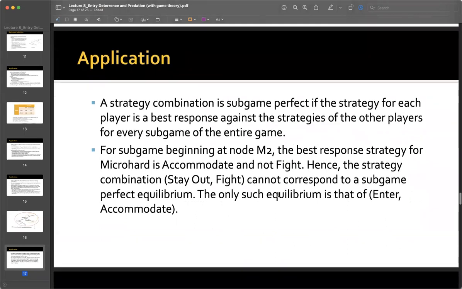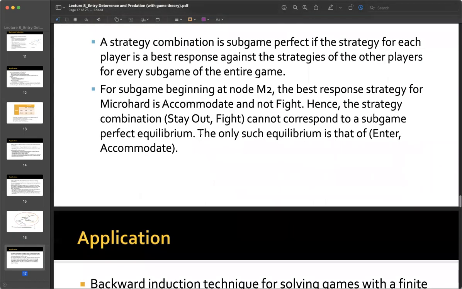So a strategy combination is subgame perfect if the strategy for each player is the best response against the strategies of the other players. For a game beginning at node M2, the best response for Microhard is accommodate, not fight, because 2 is bigger than 1. Hence, the strategy combination of stay out and fight cannot correspond to a subgame perfect equilibrium. So our equilibrium here is to enter and accommodate.